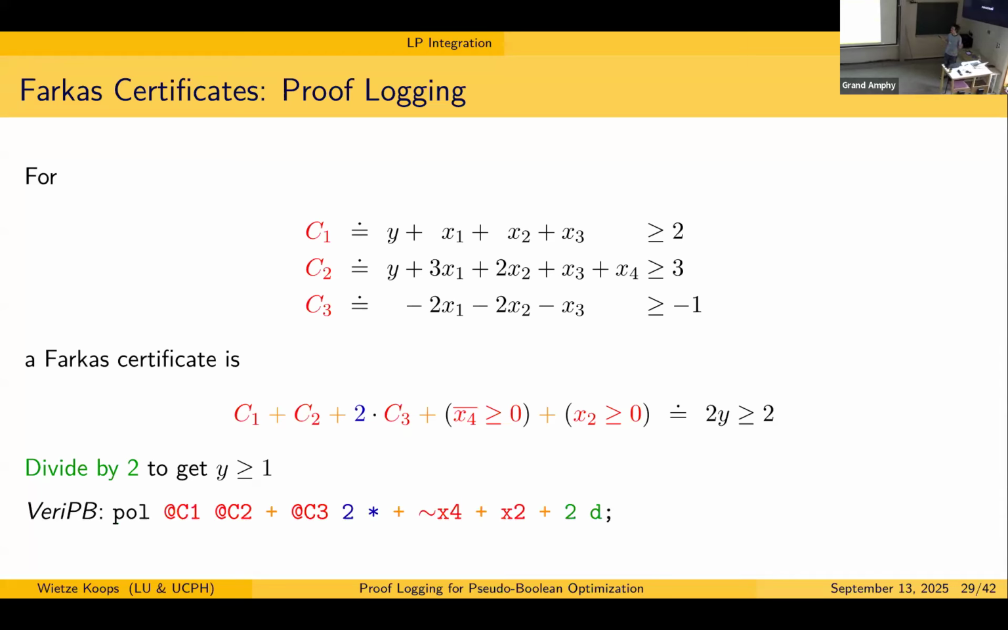And so how the LP solver came up with this multiplier is something we don't need to understand. We just need to check that this indeed results in what we want. And then we can check it in the solver, and we can also have it verifiably checked. So, suppose that we have labeled our constraints, then we can add C1 and C2, then add twice C3 to this. You can add the literal axiom for X4, not X4, the literal axiom for X2, and divide by 2.